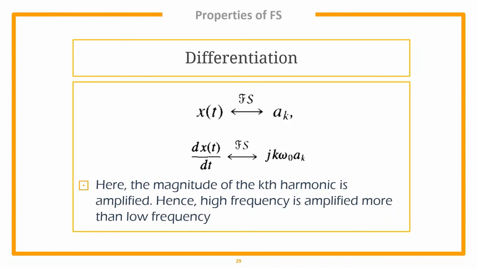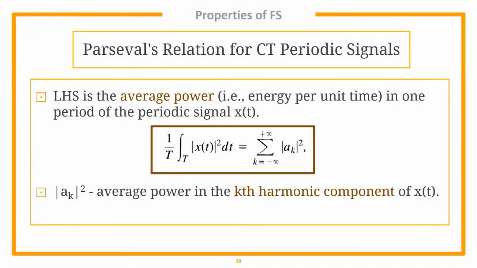Here we need to note that the magnitude of the kth harmonic is amplified. Hence high frequency is amplified more than the low frequency. Parseval's relation for continuous time periodic signal relates the power of the signal and the Fourier series coefficients, and it is given by this expression.